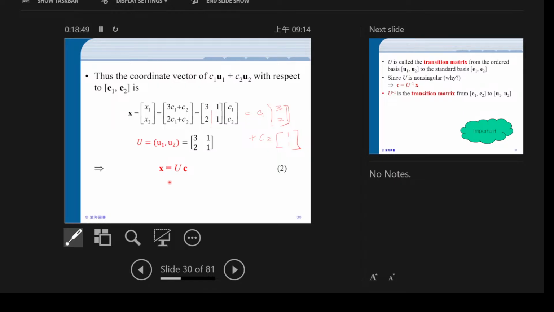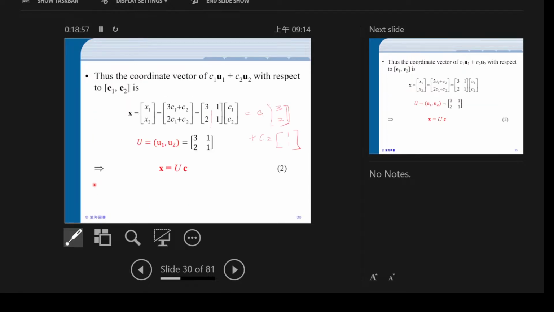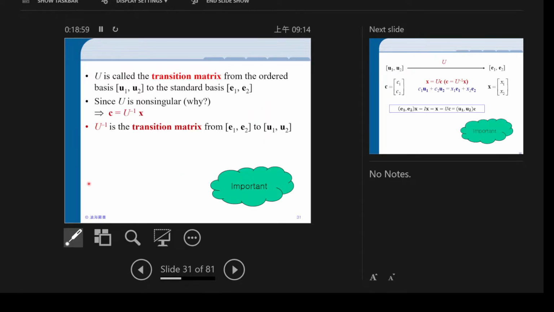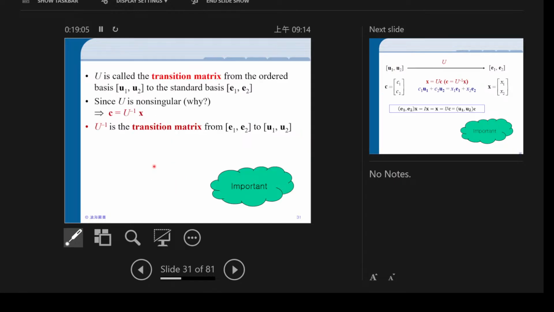Okay. And with this equation, we also know how to solve 1, because 1 is just the reverse of 2. Okay. And because U is non-singular, we can just multiply U minus 1 on both sides, and then we have c equal to U minus 1 x. And then we can think about why U is non-singular. Anyone want to answer why U is non-singular?